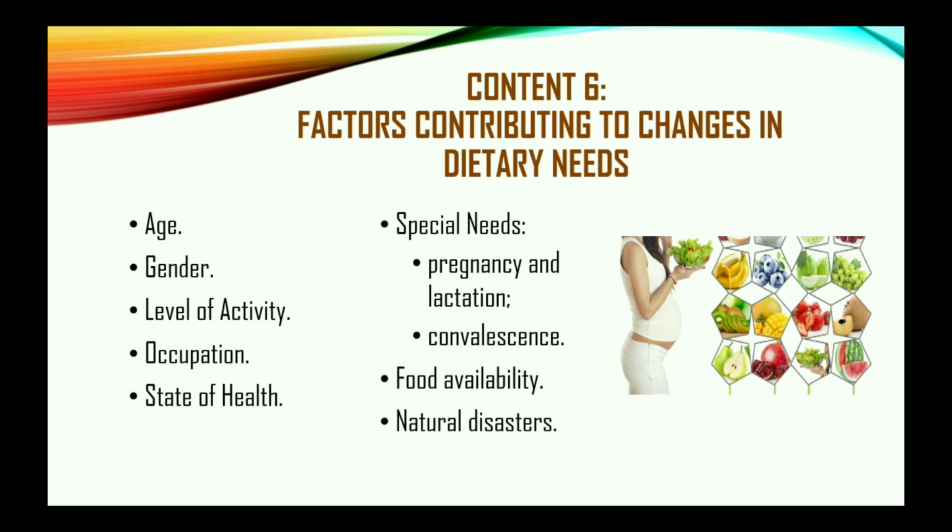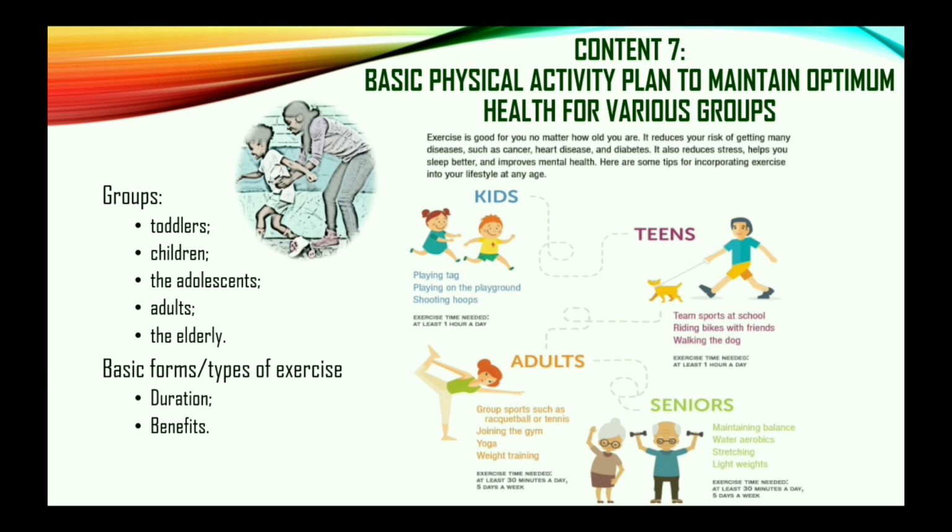Now, these factors include age, gender, level of activity, occupation, state of health, and also persons who have special needs, such as pregnant and lactating women, and also the convalescents. And remember, convalescents are persons who are recovering from an injury or an operation. Good. We may speak of food availability and also natural disasters.